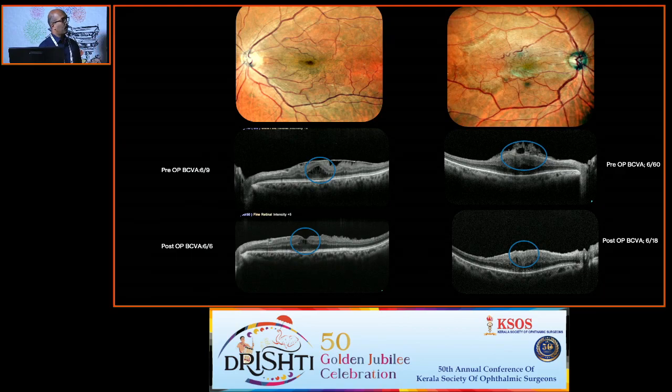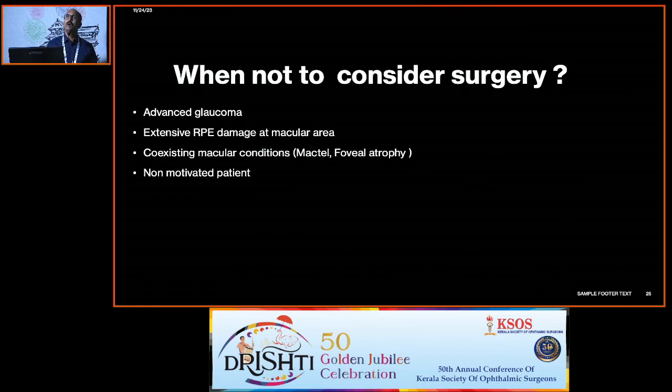Here is another case where we waited for the vision to drop to 6/60. This was the older concept. We were taught that the visual acuity has to reduce beyond 6/18 or 6/24 to consider surgery. See what has happened. We have done a good surgery, removed the epiretinal membrane, but the BCVA is only 6/18. There was an improvement though, but it has not come back to 6/6 or 6/9. That is because of the irreversible damage of the inner retinal layers seen on OCT. So the take home message is: operate epiretinal membranes early and don't wait for vision to drop if the patient is symptomatic. So when do we not consider surgery, or when do we delay surgery?